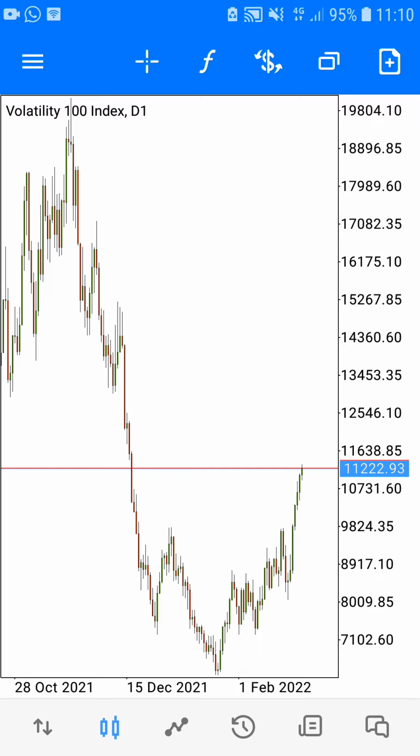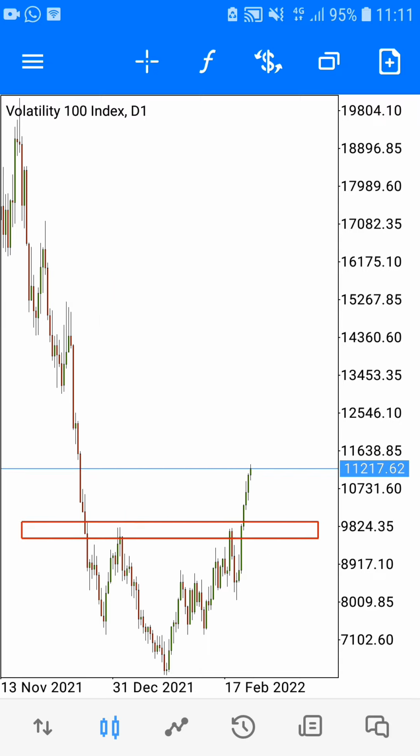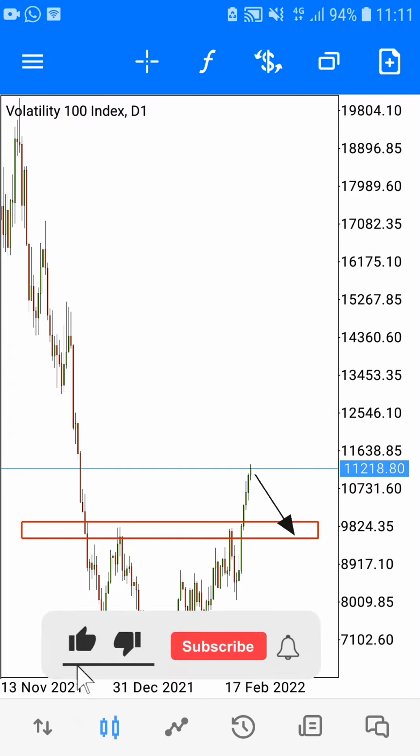The so-called pattern's neckline has already been broken, and we know for sure that the market will soon have to retest the broken level, right?